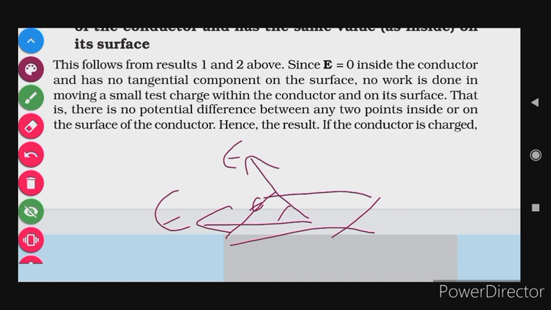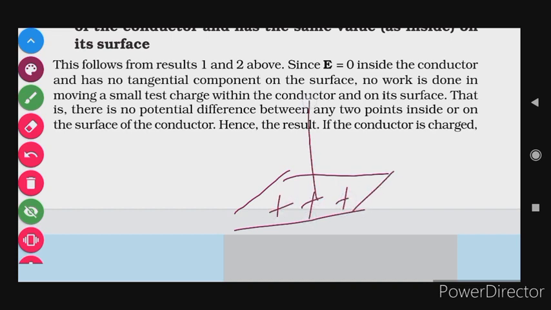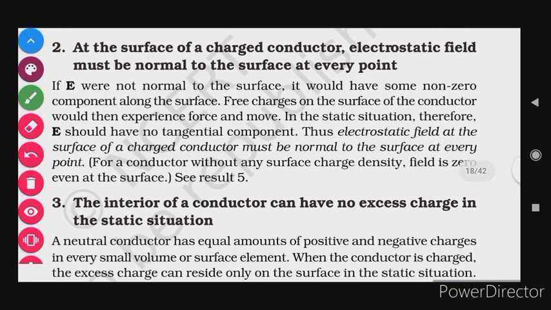And there will be electric current, but we are taking the case of electrostatics. There is no electric current, so definitely in electrostatics, when the charges are at rest, even though there are charges they are at rest, there is no current, then the electric field must be normal. I hope this makes sense to you. So free charges on the surface of the conductor would then experience force and move. In the static situation, therefore, the field should have no tangential component. This is what I explained to you. Thus, the electrostatic field at the surface of a conductor must be normal to the surface at every point. For a conductor without any surface charge density, the field is 0 even at the surface.